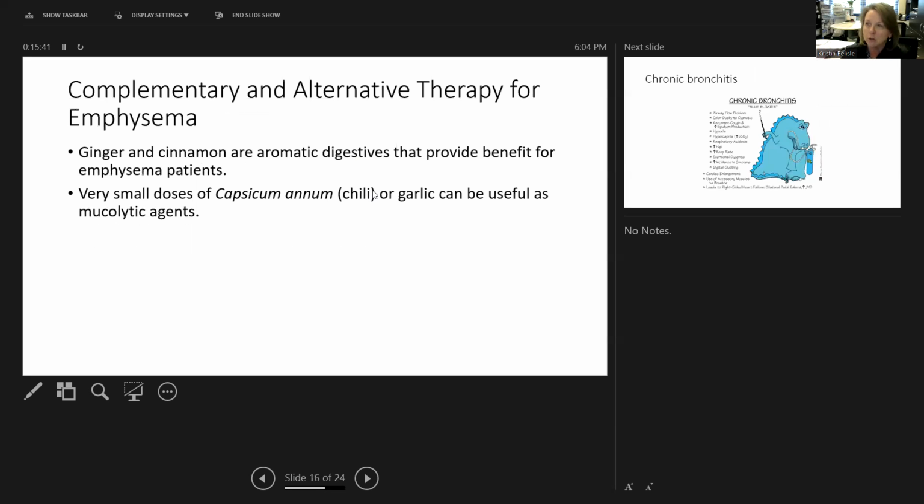These are some alternative therapies. Ginger and cinnamon for aromatic digestives that provide benefit for emphysema patients. And very small doses of chili are useful for mucolytic agents. The ginger and cinnamon will help with the stomach. They can have issues with GERD. There are over-the-counters, and also physicians can prescribe medicines to help prevent that.